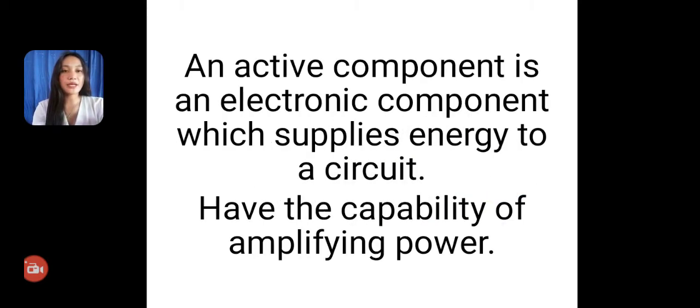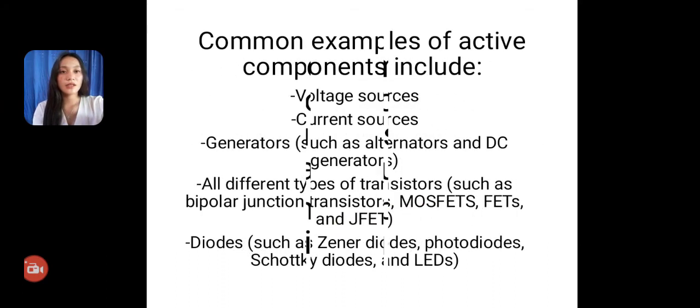Active components. An active component is an electronic component which supplies energy to a circuit. So their difference is that active components supply energy to a circuit while passive components only receive energy from the circuit. Common examples are voltage sources, current sources, generators, and all different types of transistors and diodes.